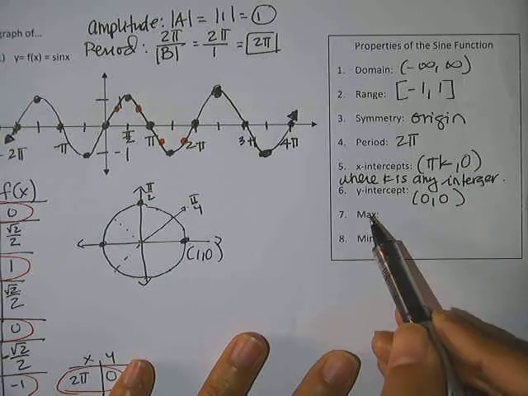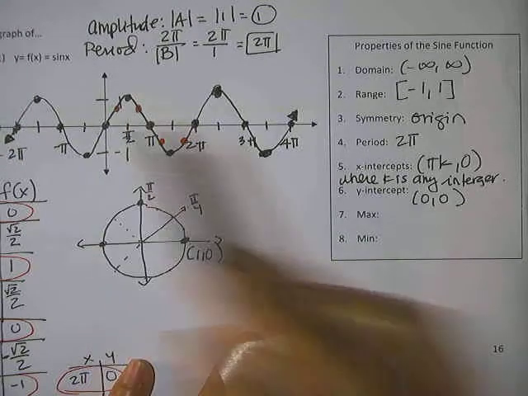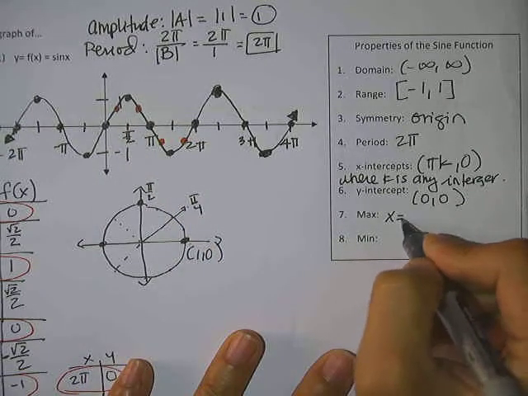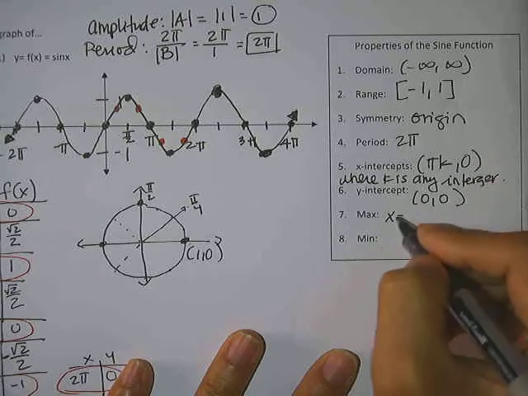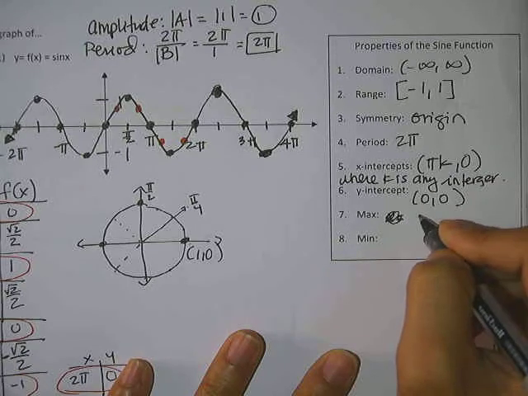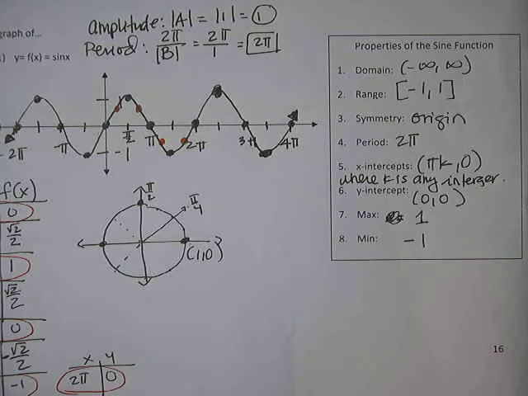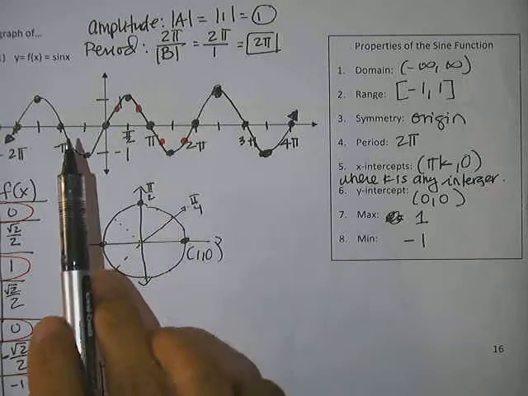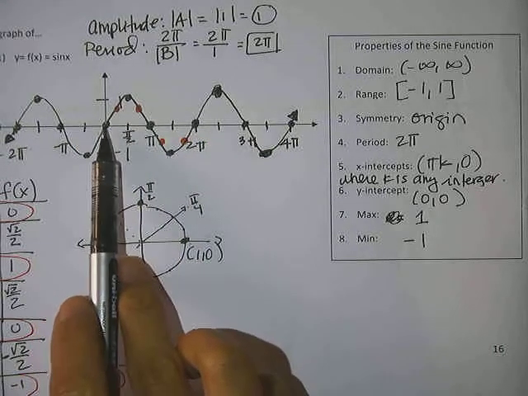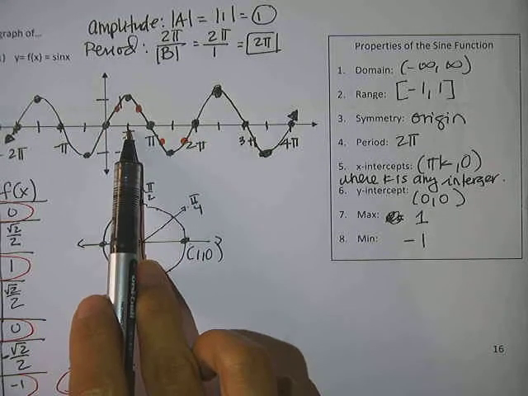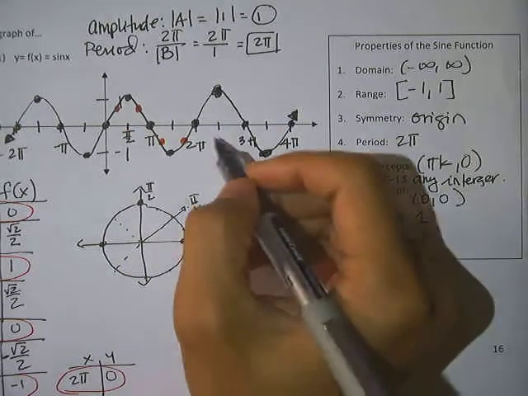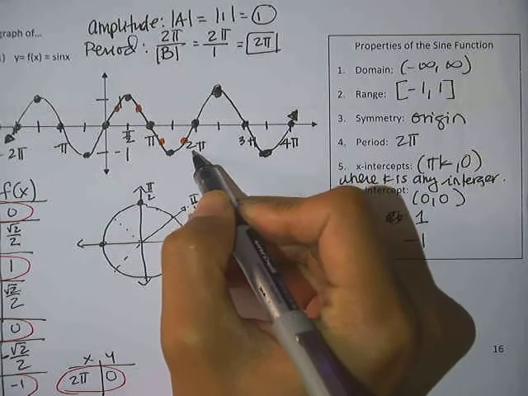What's the maximum? The maximum is at 1. The maximum is just going to be 1. And the minimum is going to be negative 1. And we can talk about where x is at these points. The maximum is 1, where x is at pi over 2. And then we have this one is 5 pi. This is a 2 pi.